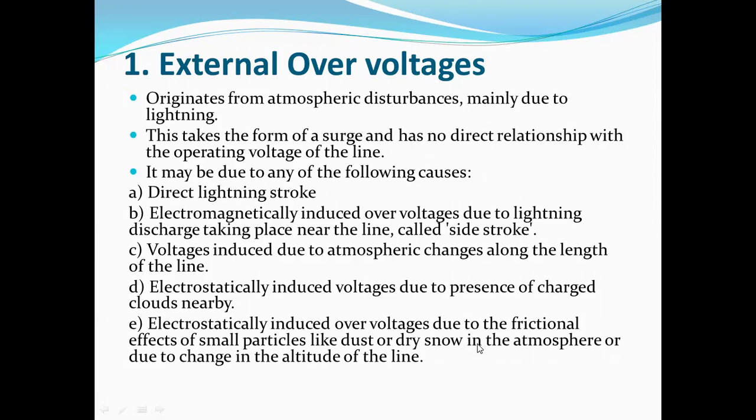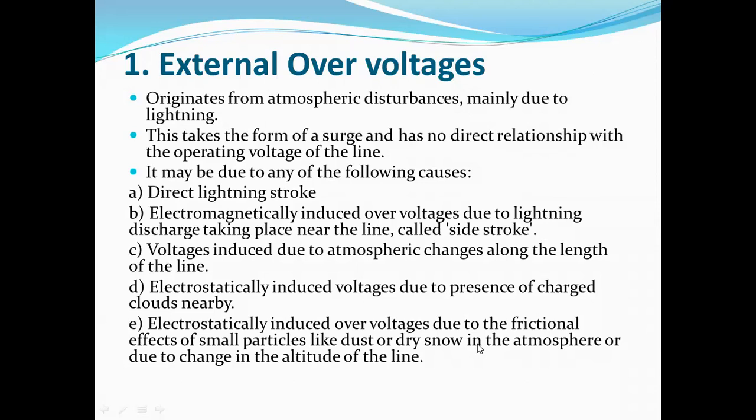Then third is the voltages induced due to atmospheric changes along the length of the line. Suppose due to heavy rain, or due to lightning strokes, somewhere near, if any environment gets changed, some changes will occur along the transmission line also. So these induced voltages are also very high.